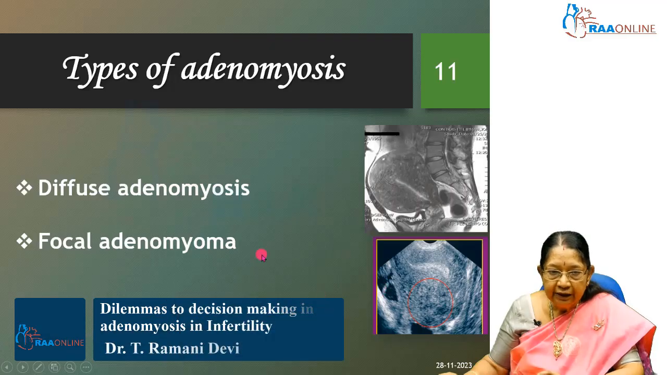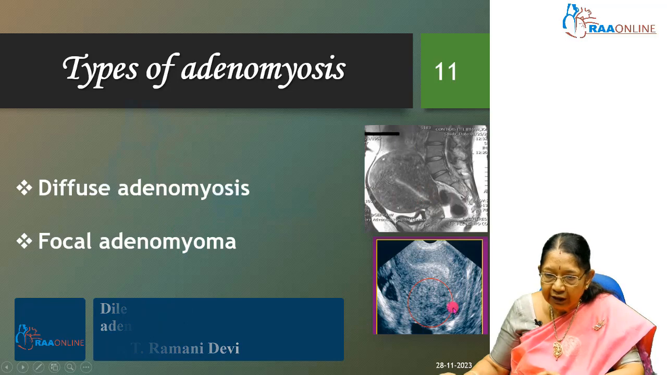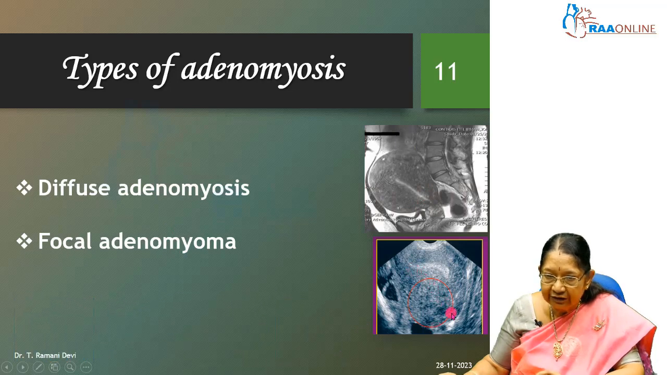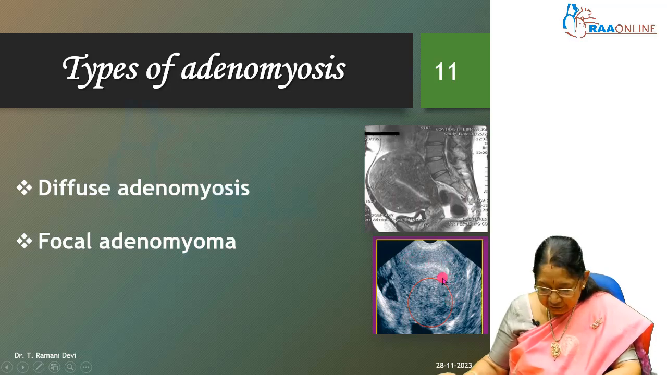So the types are diffuse adenomyosis, which is very common in a multigravida, and focal adenomyoma in the posterior wall, that is typical of nulliparous women with associated endometriosis. You see the typical question mark sign of the endometrium.